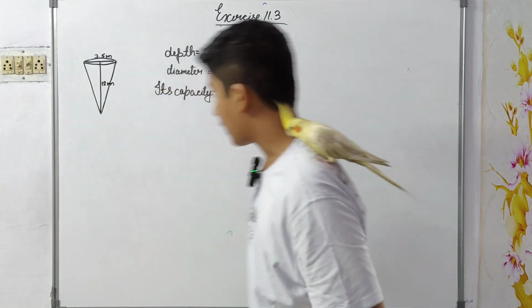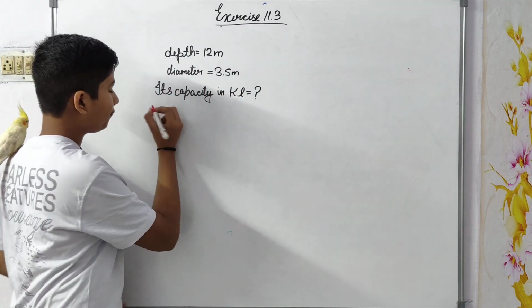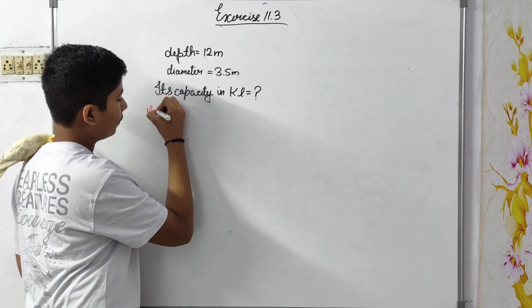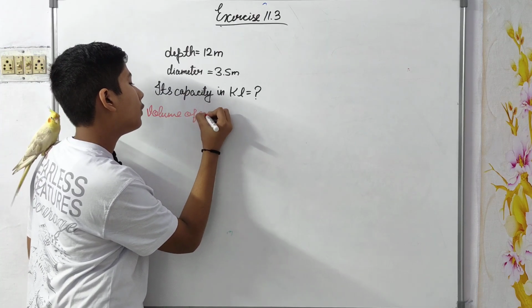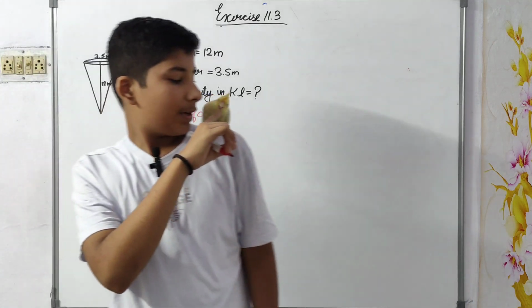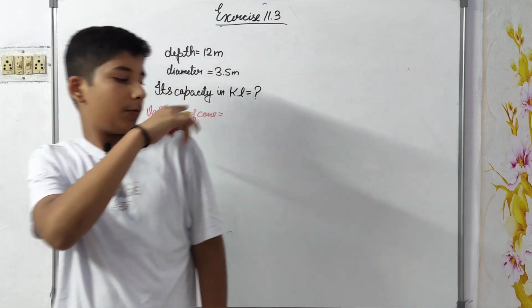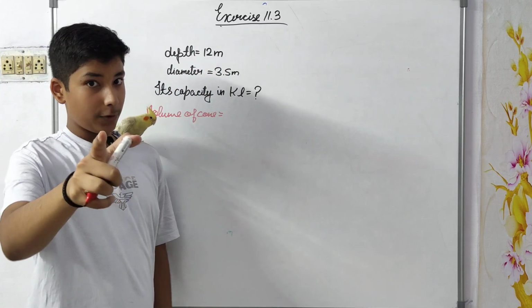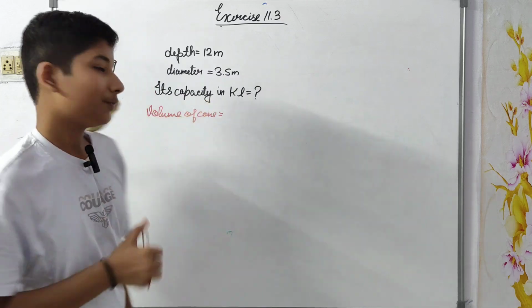So taking a red marker, I start. Okay, so volume of cone. You tell me what is the volume of cone. Oh, you don't know. Sorry. You will have to study, or you will be like him. He doesn't know anything.